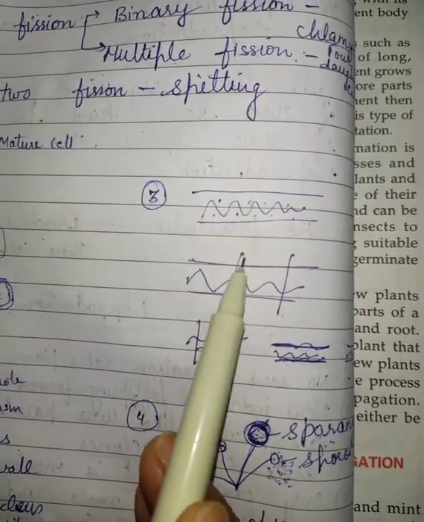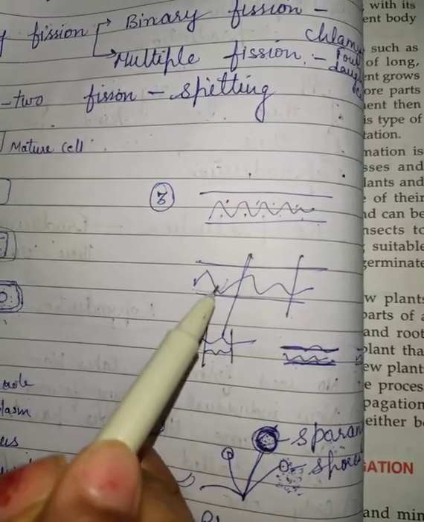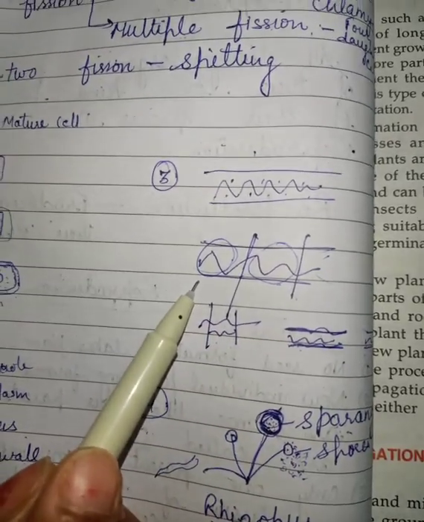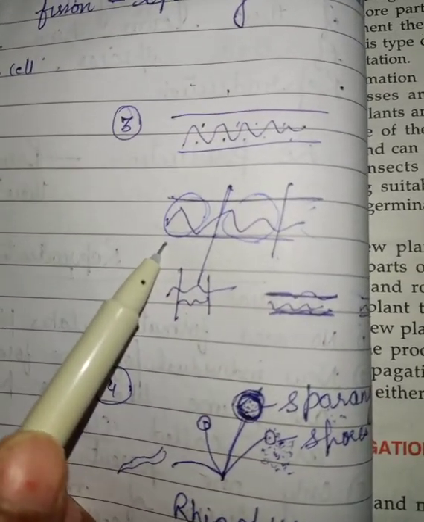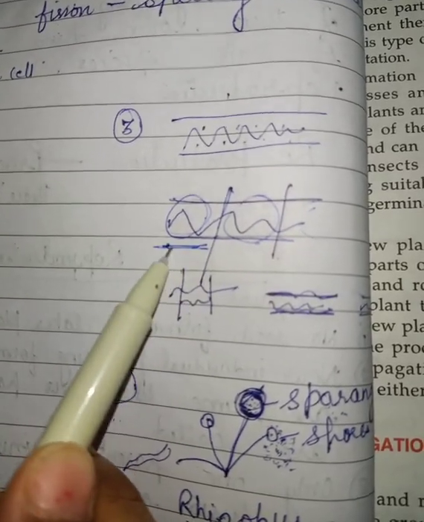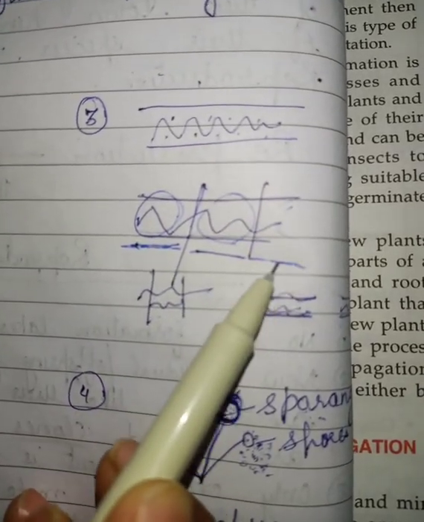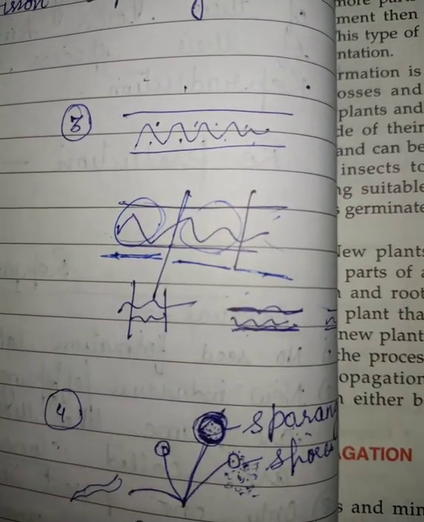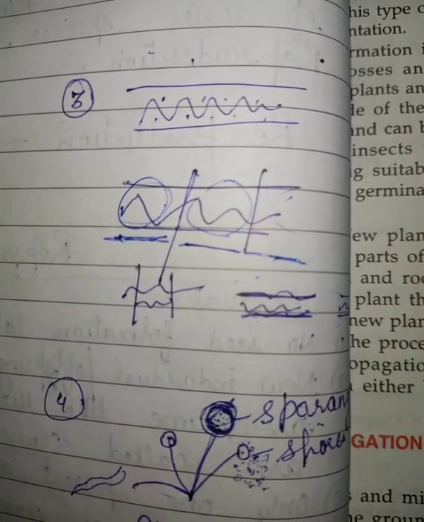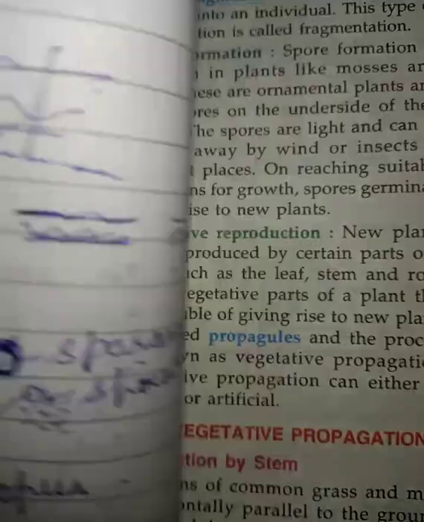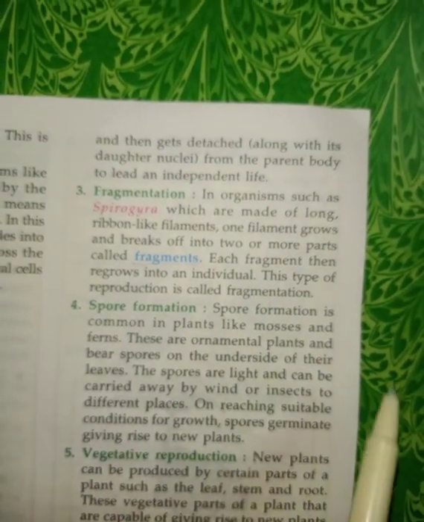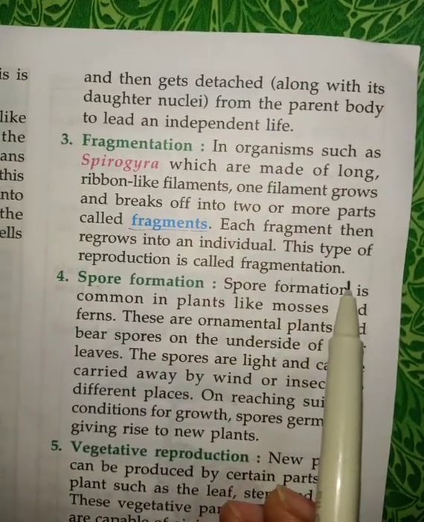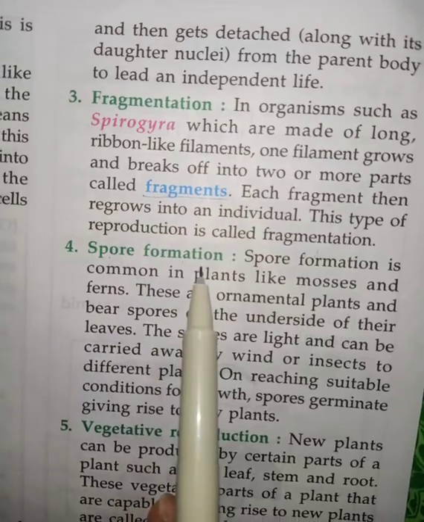Now this is a Spirogyra. Now I have cut this Spirogyra into pieces. This is the first piece, this is the second piece, this is the third piece. Now each piece is able to develop into a new cell. So this is a fragment of a body, this is also a fragment of a body, this is also a fragment of a body. So when the body of an organism divides into different pieces, different fragments, and each fragment is able to produce a new individual, this type of reproduction is called fragmentation.